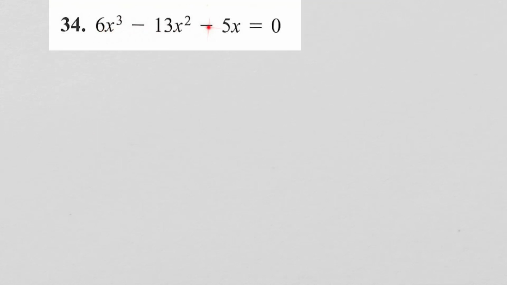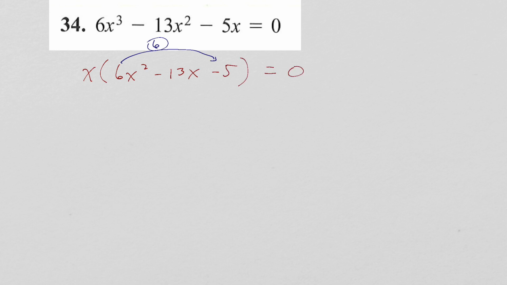Okay, the first step is to take out the GCF, which is x, and you're left with 6x squared minus 13x minus 5. Now, I'm going to use slide, divide, slide. So I'll slide the 6 over, and we're going to get negative 30. Factors of negative 30 that add up to this are negative 15 and positive 2. Now that's the slide part. Now we're going to divide by what we slid over.